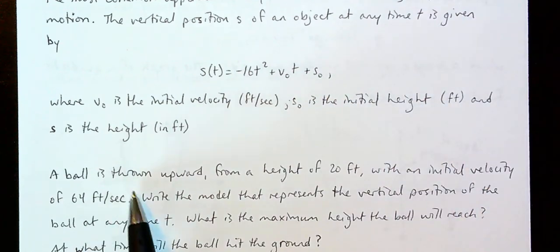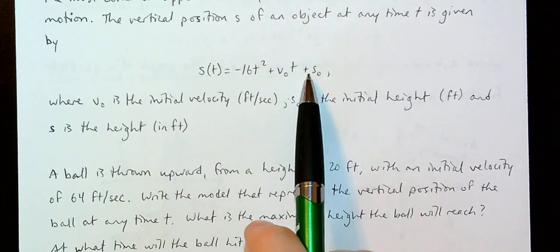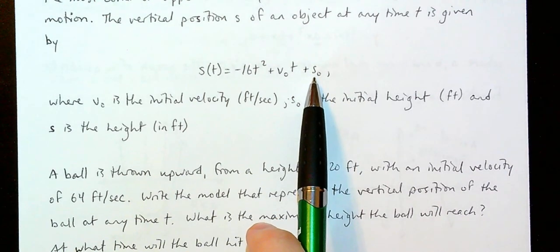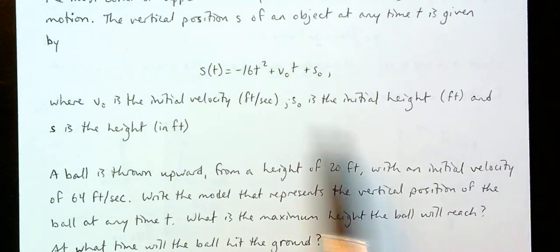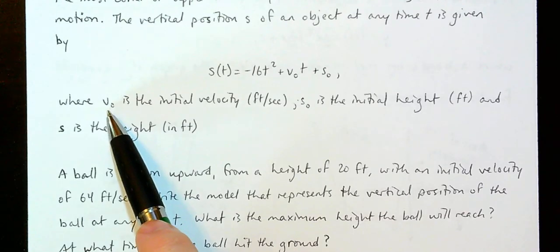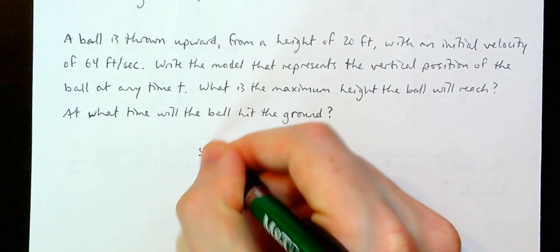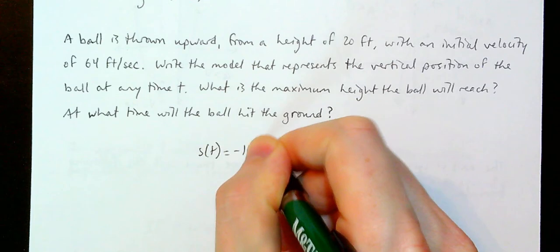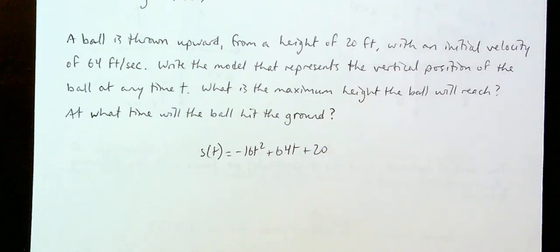Well, we're told the ball is thrown upward from a height of 20 feet. So this ball is starting 20 feet higher than the ground, so that's my s naught. That's my starting height. And we're told that it's thrown upward with an initial velocity of 64 feet per second. Oh, keywords, that 64, that's our v naught. So our model here that we want to use is minus 16t squared plus 64t plus 20.